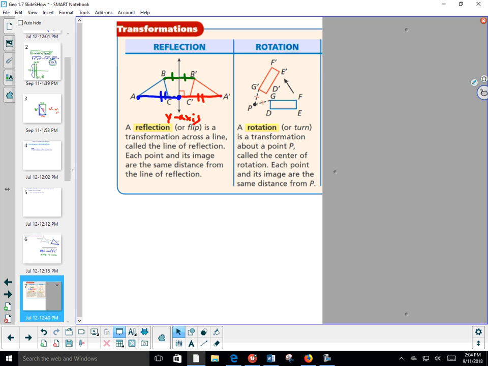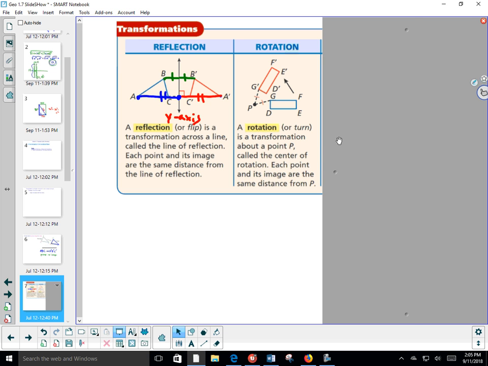Big part. Okay, next one is rotation. A rotation or a turn is a transformation about a point P called the center of rotation. And each point and its image are the same distance from point P. So often in geometry you will see some kind of a rotation around the origin. So something might get rotated around the origin, and it basically looks like it's been turned, it's been rotated, okay? So that is our second type of transformation.